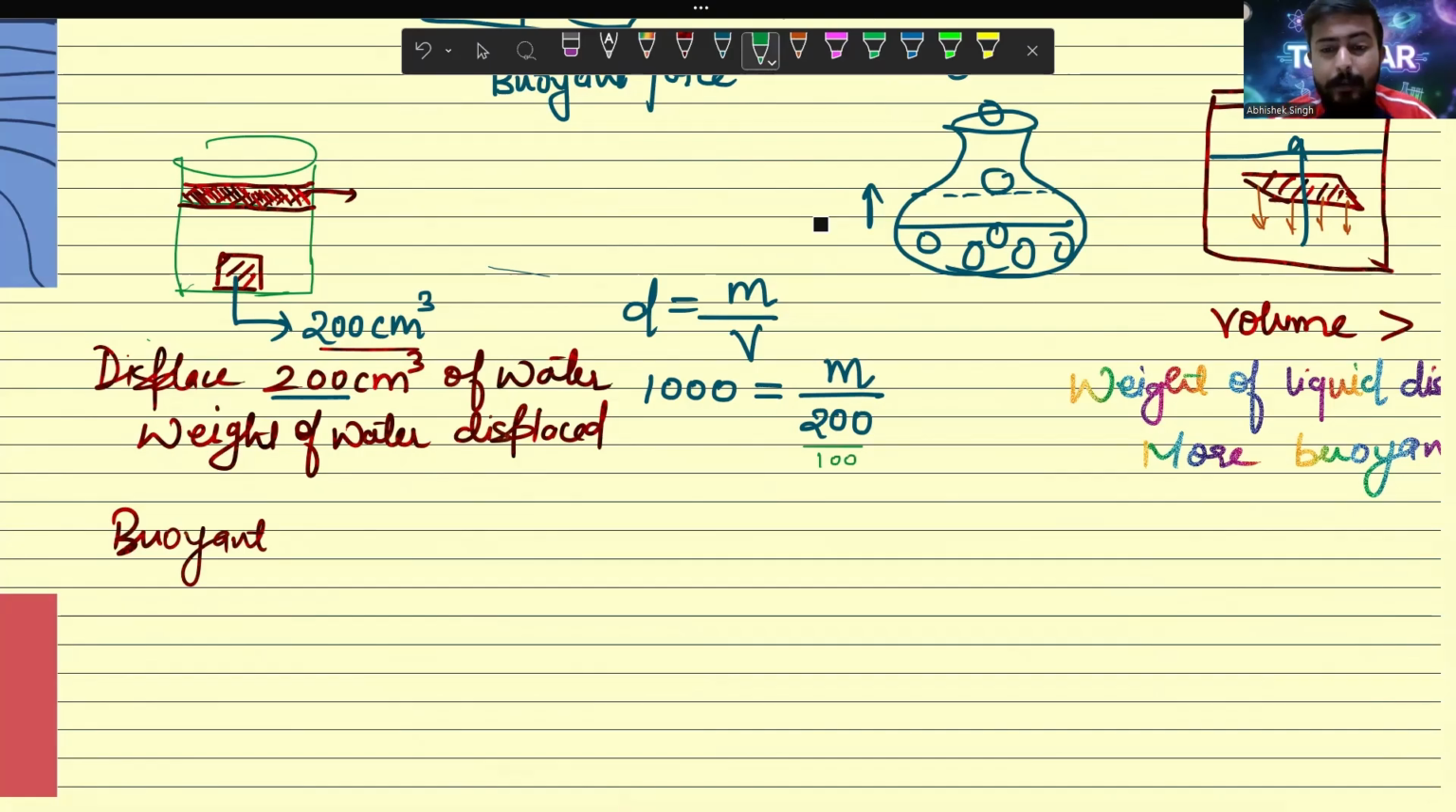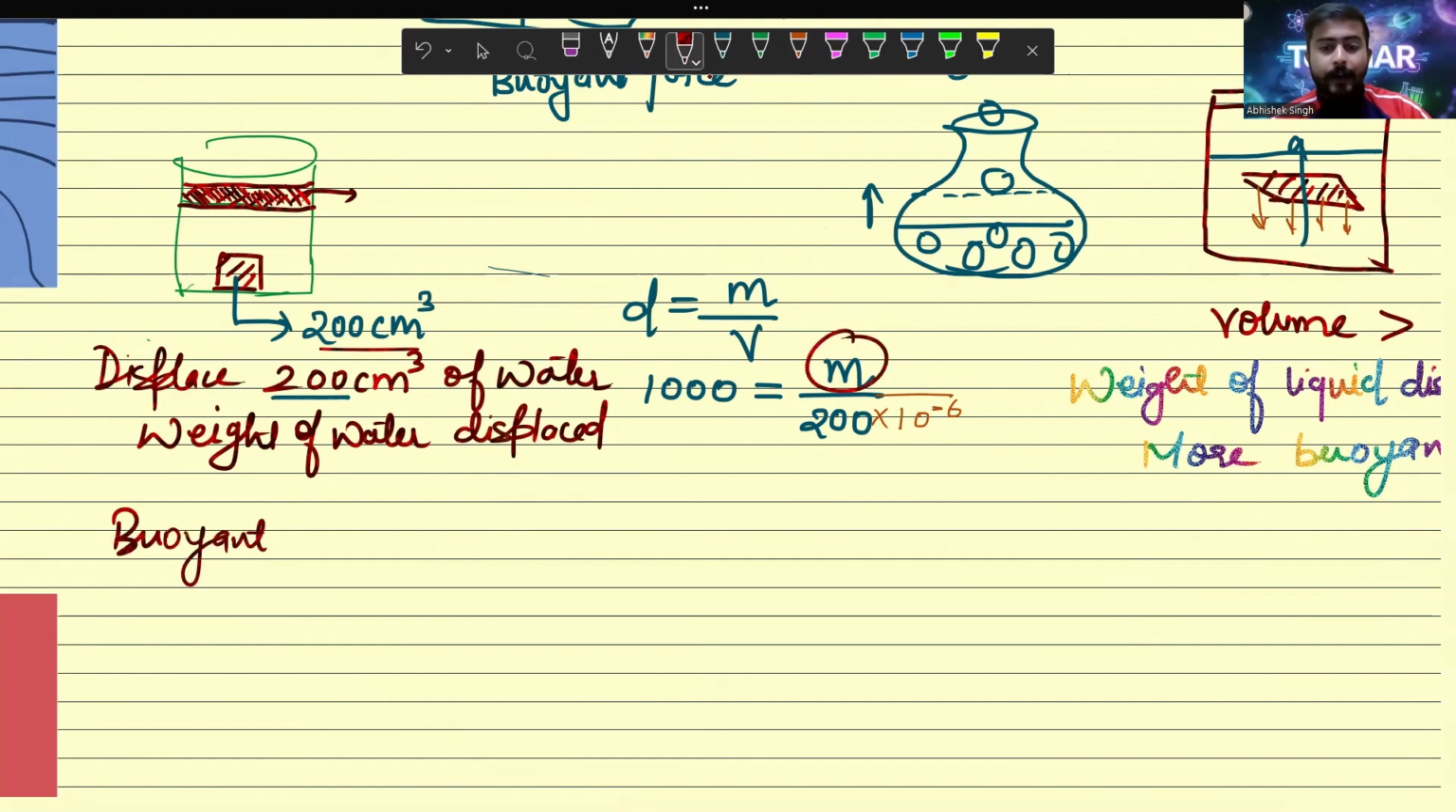But this is not centimeter. This is centimeter cube. So we will divide it by 100 into 100 into 100. That is 10 lakh. So we'll say divided by 10 lakh. Can I also write it like this? Definitely. Okay. Now let's talk about the mass of fluid displaced.